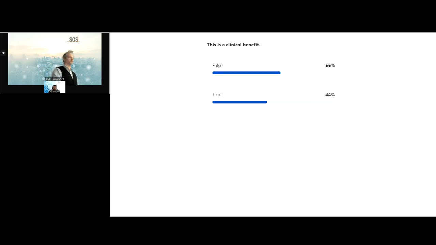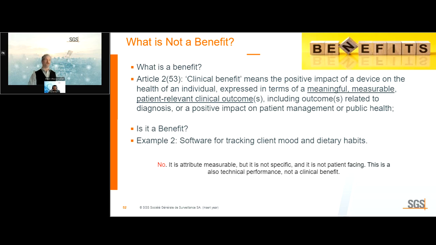More seconds. All right, we swung some of you. Let's see what the answer is. The answer is still no. It's still attribute measurable. It's technical. You know whether or not it's tracking the mood. It's not specific and it's not patient-facing. This is still a technical performance and not a clinical benefit. Why are you tracking their mood? Why are you tracking their dietary habit? What is the clinical benefit to the patient of doing this?